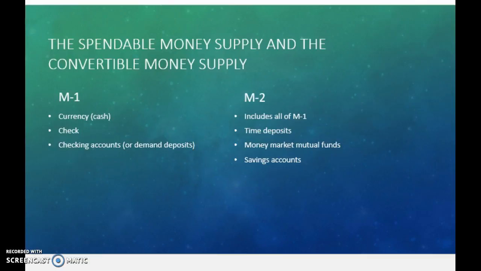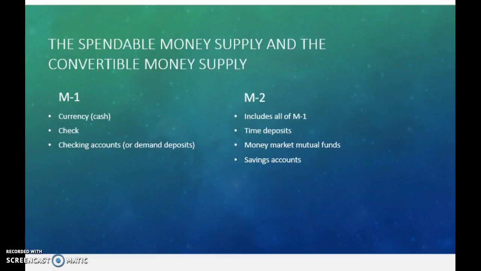Now let's describe money supplies. When the money supply is high, the value of money drops. When it is low, that value increases. M1 counts only the most liquid or spendable forms of money. Currency or cash includes paper money and metal coins issued by the government and is widely used for small exchanges.